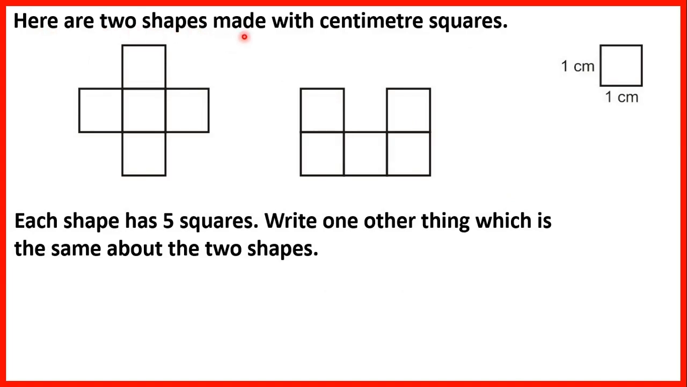Here are two shapes made with centimetre squares. Each shape has 5 squares. Write one other thing which is the same about the two shapes.